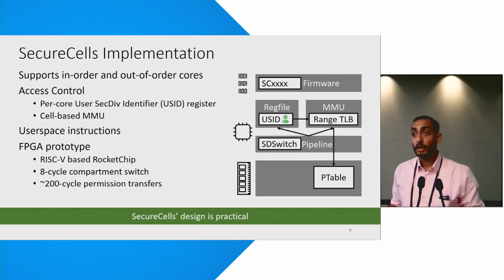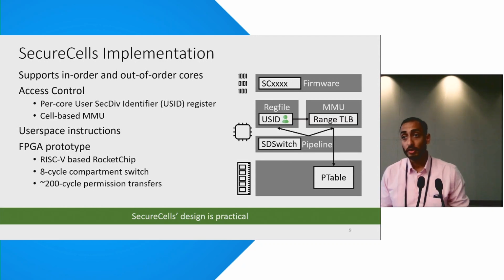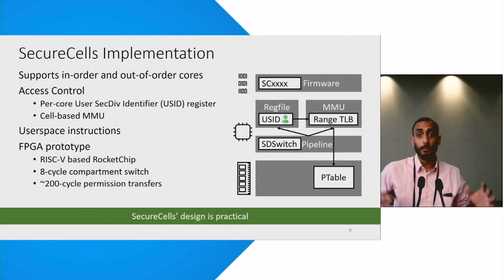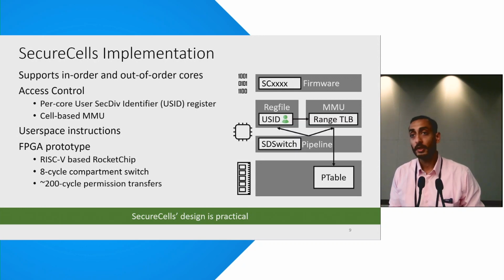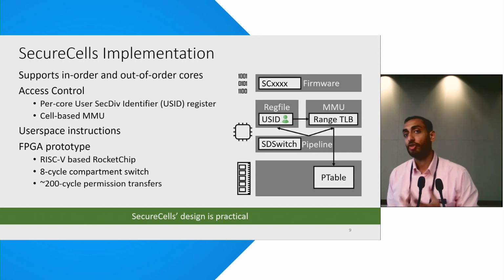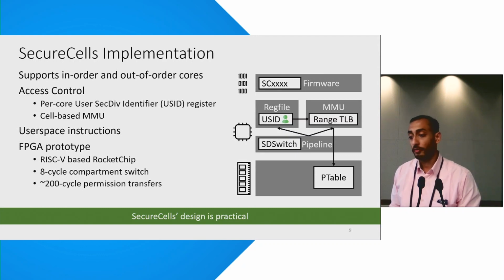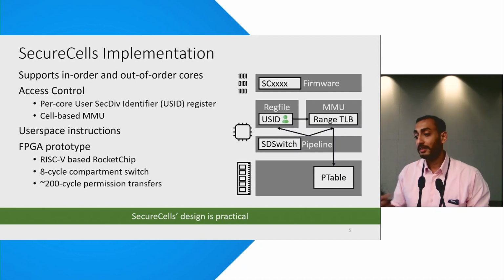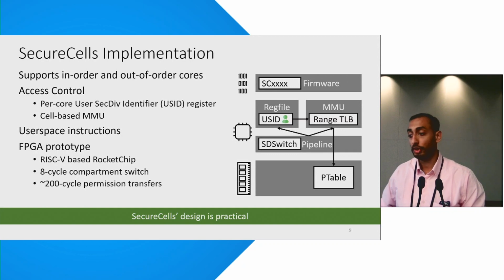We also want to talk about SecureCells' implementation. SecureCells can be implemented on both in-order and out-of-order CPUs as per your requirement. The first change that needs to happen is that for access control, we need to make changes to the register file and the pipeline. Within the register file, we have a per-core register called USID, which tracks what the currently executing compartment is. This can be sent over to the MMU, which can then look into a range-based TLB in order to look up permissions.